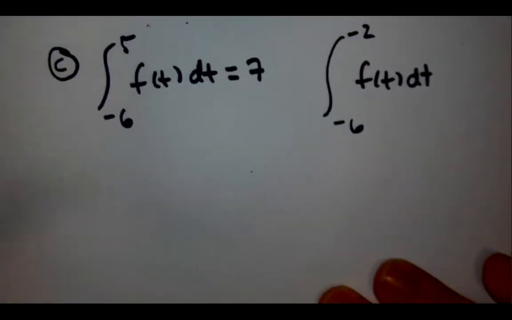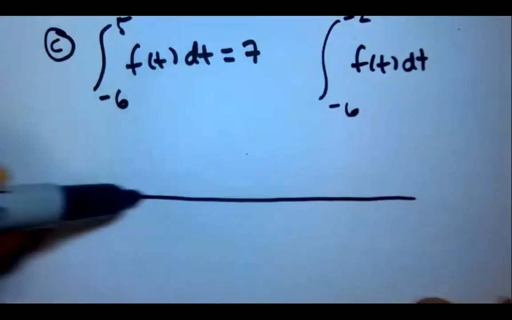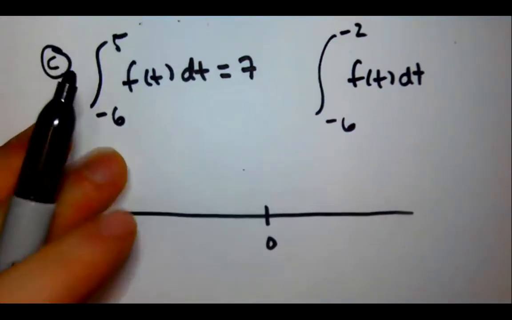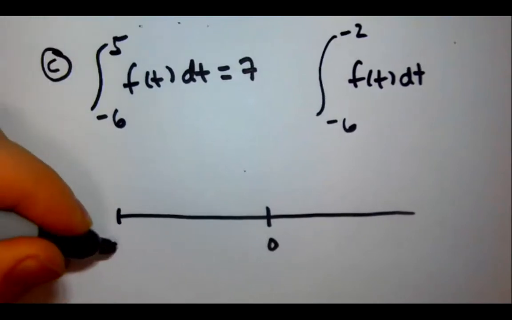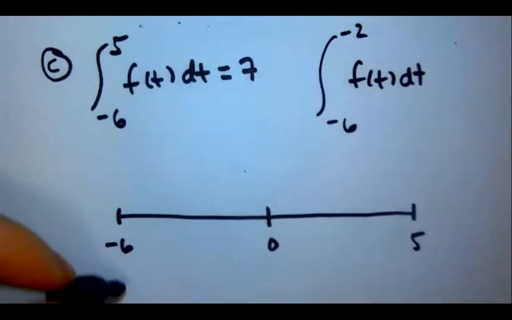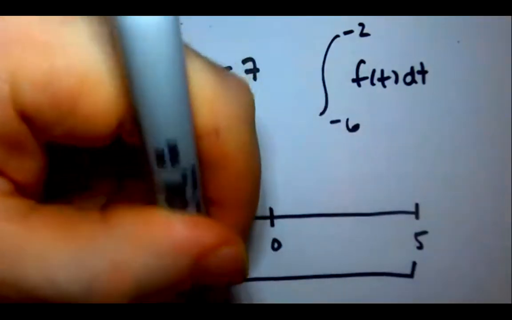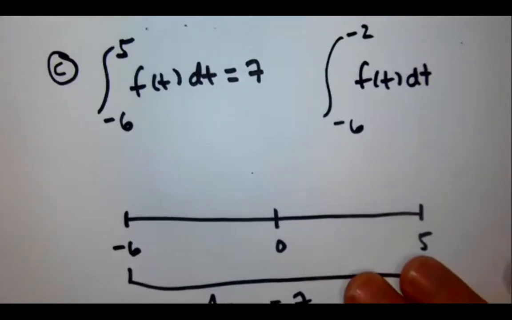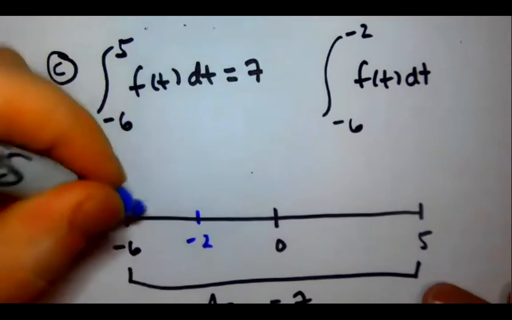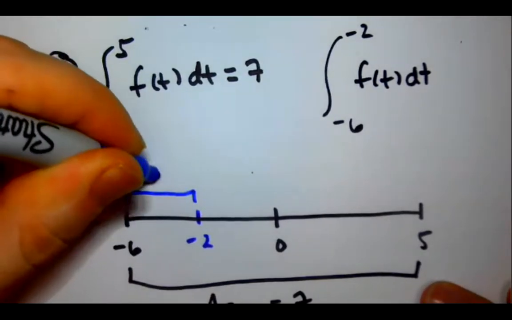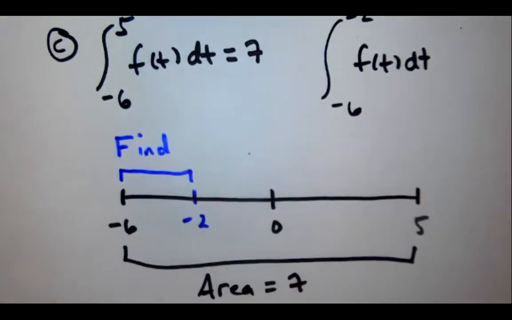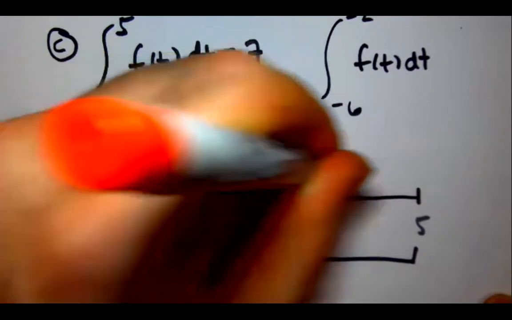All right, so let's think of this as a number line. It's the easiest way to wrap your head around it. Here's 0. All right, what do we know about my number line? What do we know about my story? They tell us point blank that from -6 to 5, this area is 7. And then it asks us to find -6 to -2. That's the answer to the question. However, we don't have a graph for that at all. We do, however, have a graph for -2 to 5.